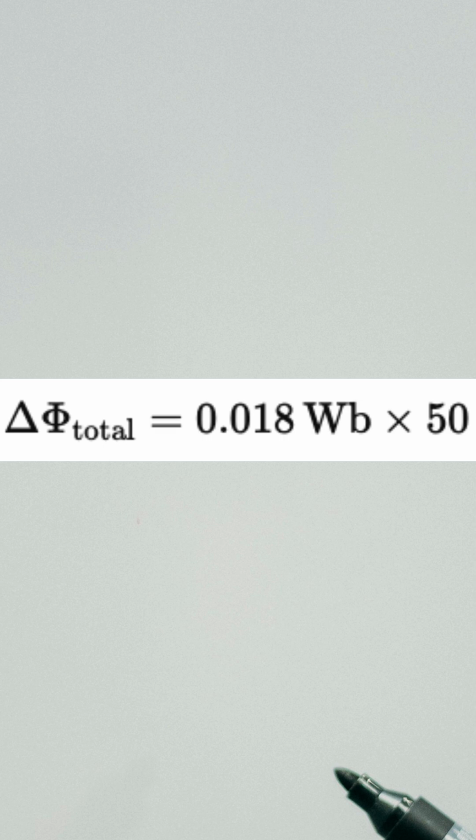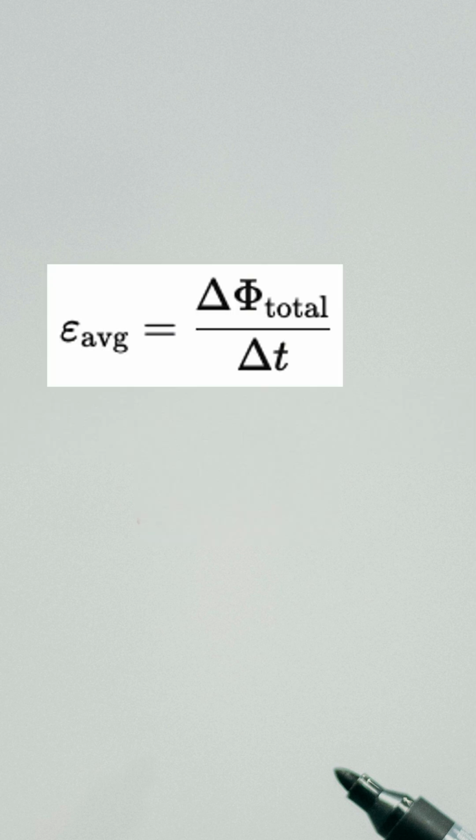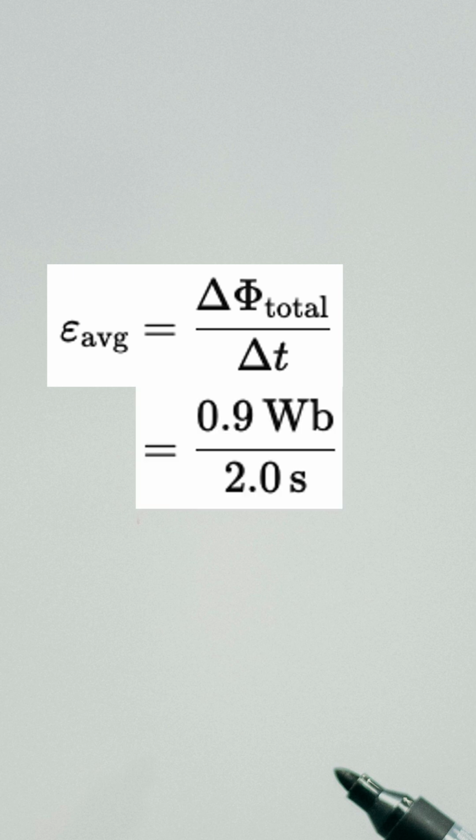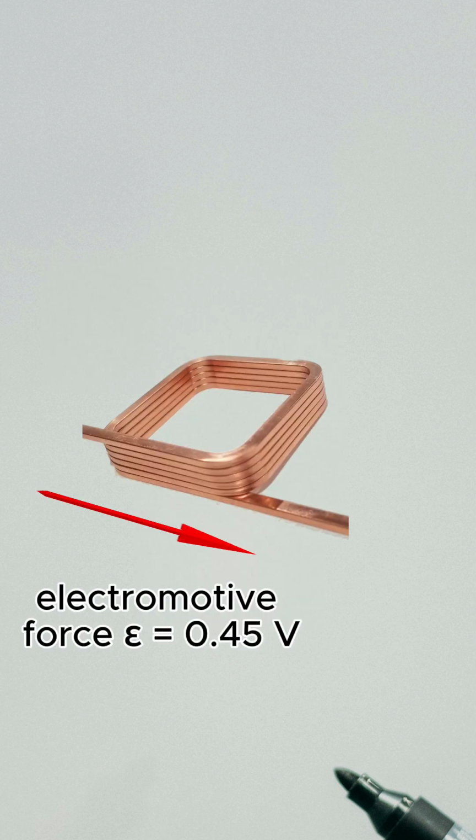0.018 Weber. Next, we multiply by the number of turns, which is 50. So the total change in flux is 0.018 multiplied by 50, which equals 0.9 Webers. Since the time interval is 2.0 seconds, the average induced electromotive force is the total change in flux divided by the time. That is 0.9 Webers divided by 2, which gives 0.45 volts. Hence, the average induced electromotive force is 0.45 volt.